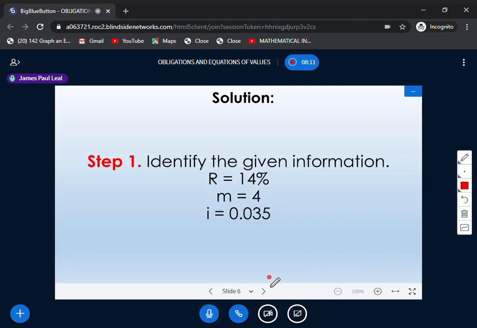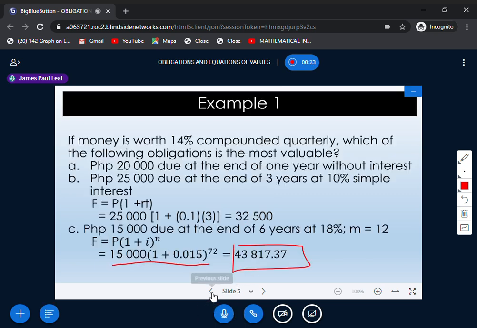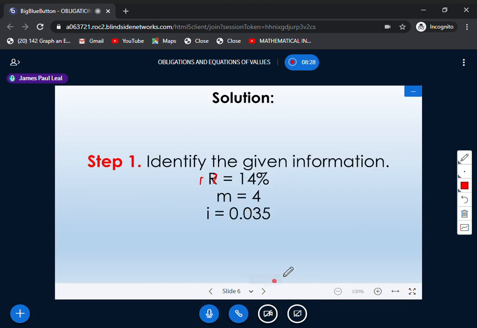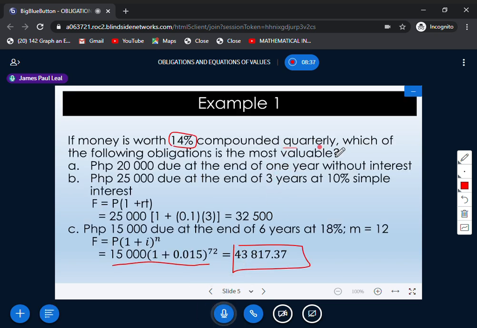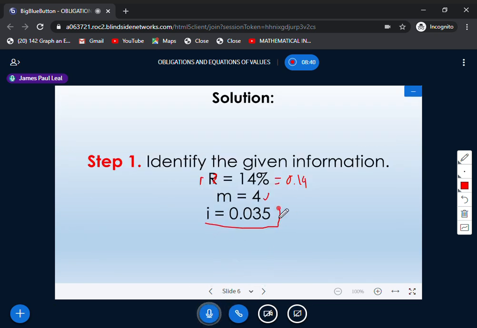The first step that we should do is identifying the given information. So let's identify the given information. This is small r for the rate of interest. The rate of interest is 14%, and if we convert that into decimal, that will be equal to 0.14. Your frequency of conversion is 4 since we're talking about quarterly here. For finding the i, you just need to divide 0.14 by 4, and you will have 0.035. So this will be your i. Step one, you have to identify the given information.